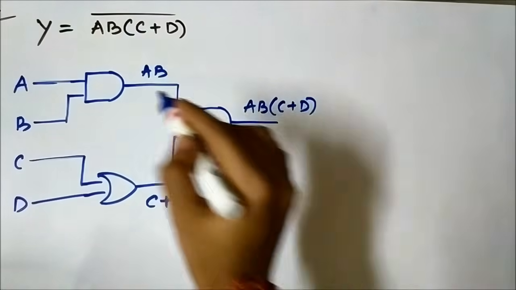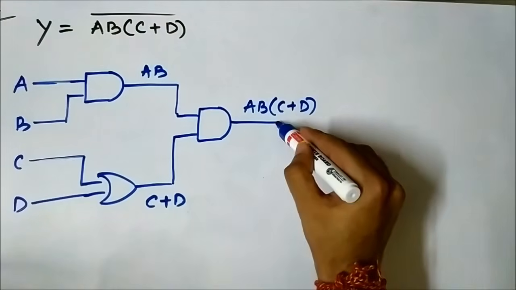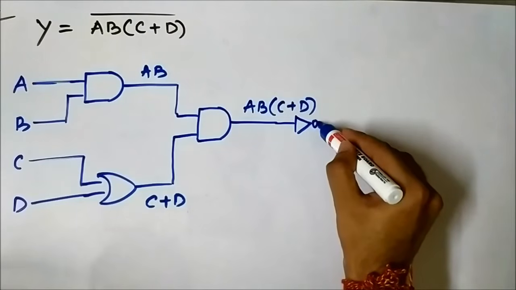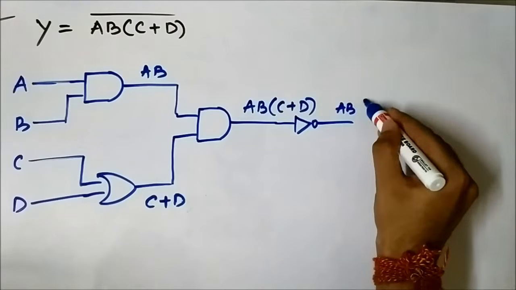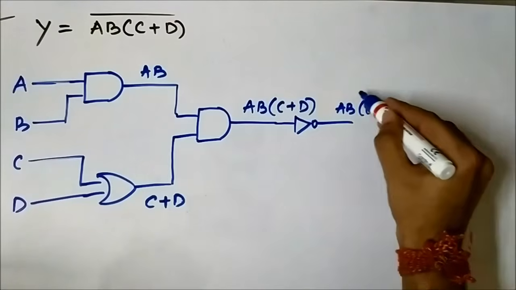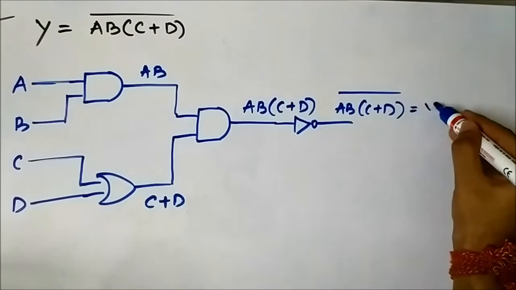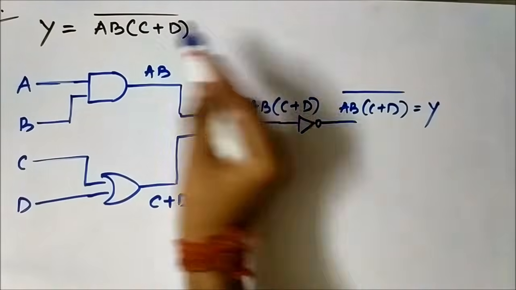But this is not the output we require. We require the inverted output, so we will pass it through a NOT gate or inverter, which will give us the required output, which is AB into C plus D whole power. This is the output which we require. Okay, this is the output.